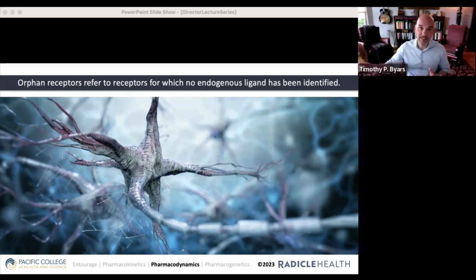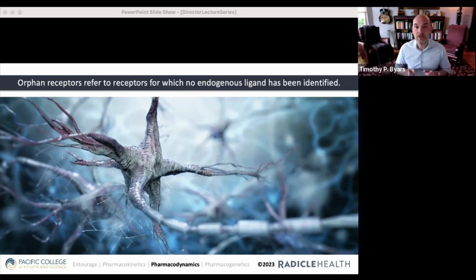And then it's followed by a number. I don't know for sure, I couldn't find this out, but I think that they're sequential. But there are just slightly over 100 existing orphan G protein coupled receptors, orphan receptors. And when researchers do find an endogenous ligand that binds to the receptor, the orphan receptor is considered adopted.